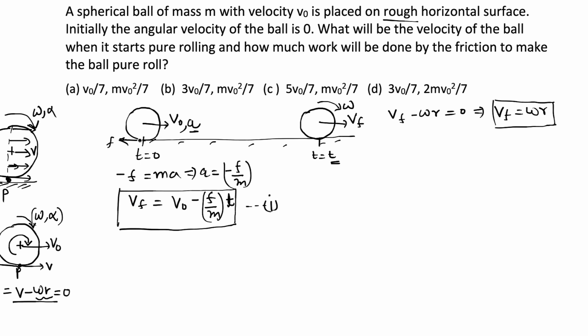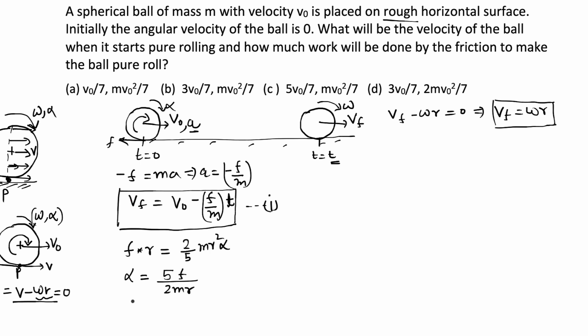We just discussed that for the ball to start pure rolling, friction is important. And why is friction important? Because it will apply a torque. So what is the torque that F is applying? It is applying F into R equal to I alpha, and I is nothing but 2 by 5 mr square. F is applying torque in the direction of alpha also, so this is positive. Therefore, alpha we can write as 5F by 2mr.